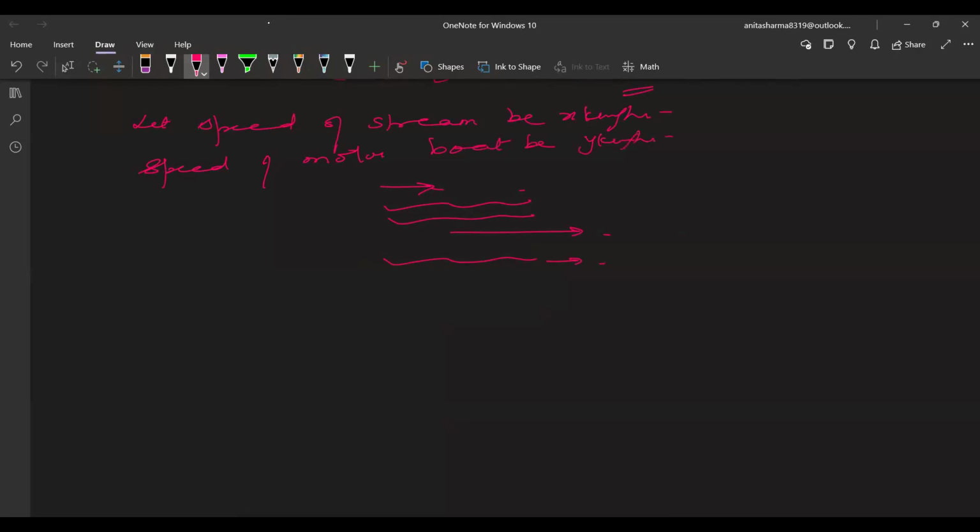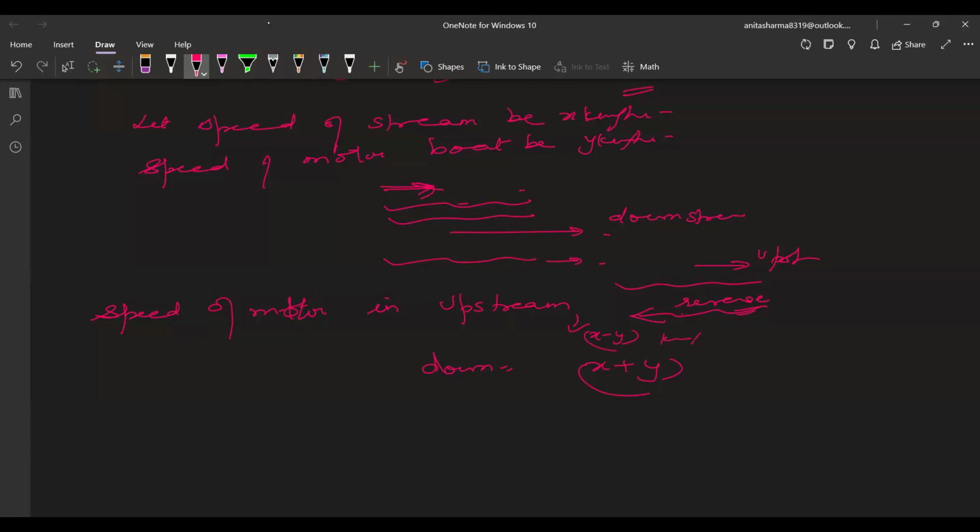Okay, beta. So the speed of the motorboat in downstream, where the boat moves in the direction of the stream, will be X plus Y. You will add both the speeds. Okay. This is called downstream. And upstream means when the stream is flowing in this direction and your boat is coming in the reverse direction. Clear, beta? It is moving in the reverse direction. That is called upstream. So you will write in upstream X minus Y kilometer per hour. Fine, beta?